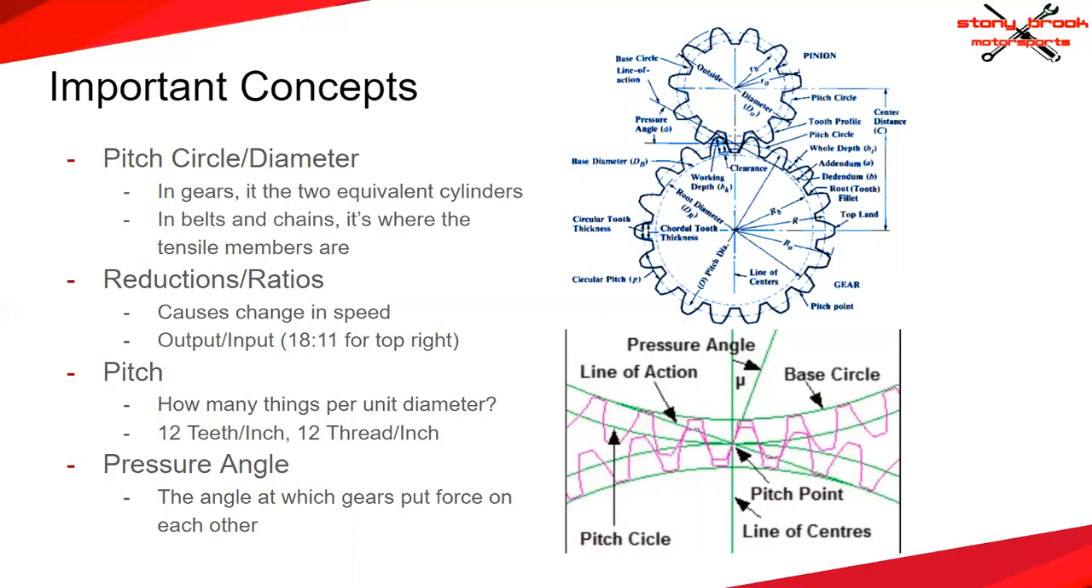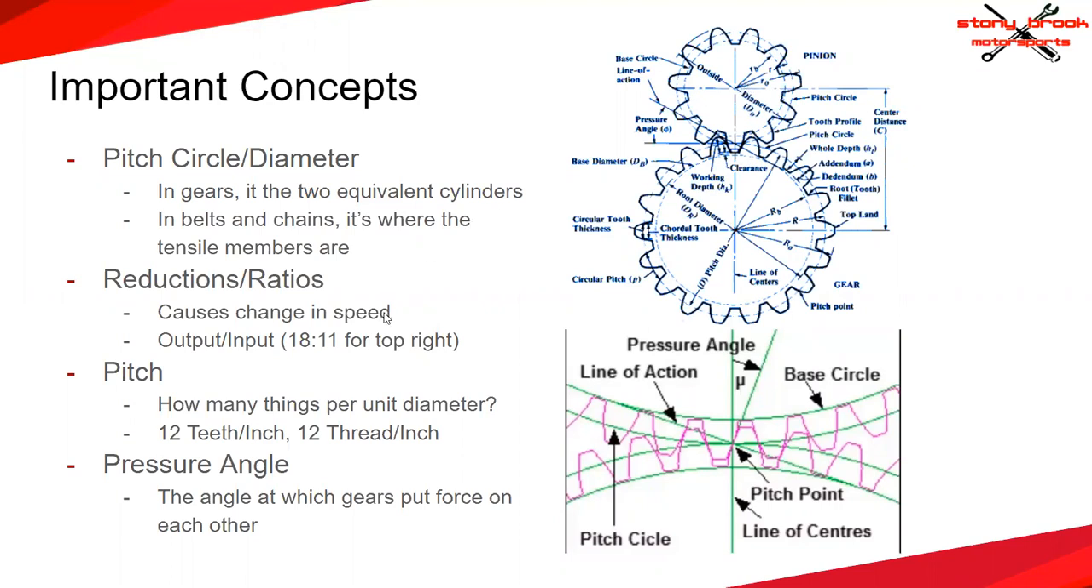Gears, pitches, chains, and belts will only mesh and work properly together if they have the same pitch. Because they have the same pitch, the number of teeth is also proportional to the diameter. So let's say this was an 18-inch gear, this would be an 11-inch gear.